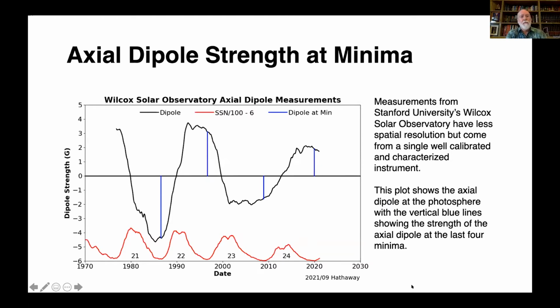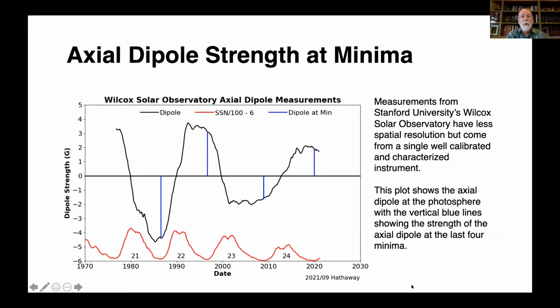However, in spite of all of the wealth of detail there, Wilcox Solar Observatory is the preferred data set because it is a single instrument. They have gone to great lengths to account for scattered light and other instrumental effects. So this is a data set where, in this case, we're showing the dipole strength.